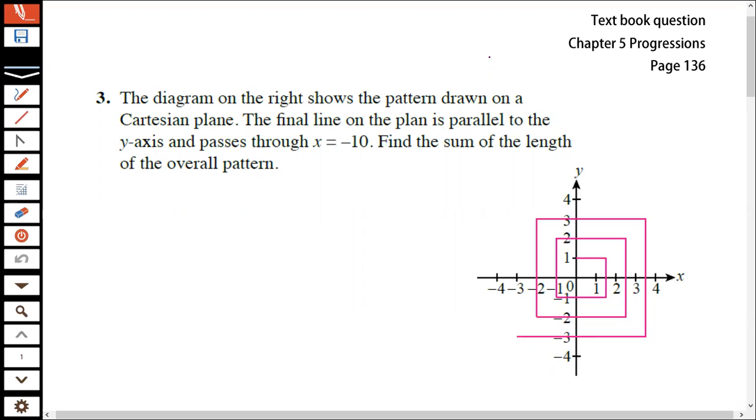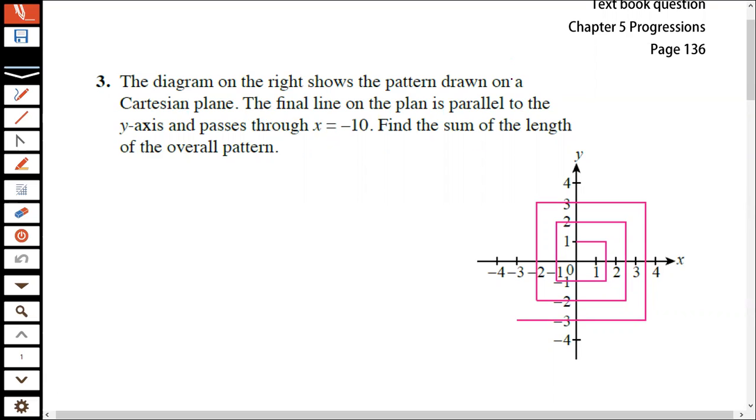Okay, in this video, I would like to explain a question from chapter 5, Progression, for Form 4 students. I took this question from your new Form 4 textbook, page 136, question number 3. Let me start and give you some explanation of this question. I hope you can understand. Try to view the video a few times to get a clear picture and clear understanding. Okay, let me start.